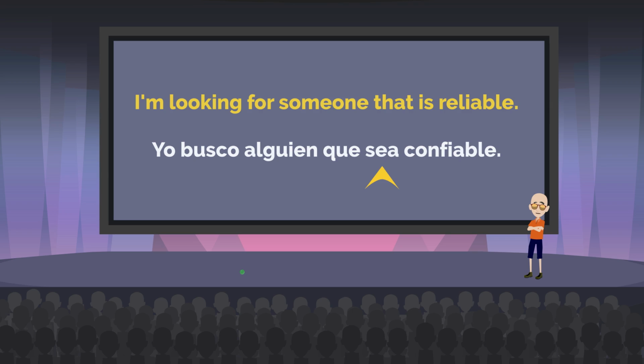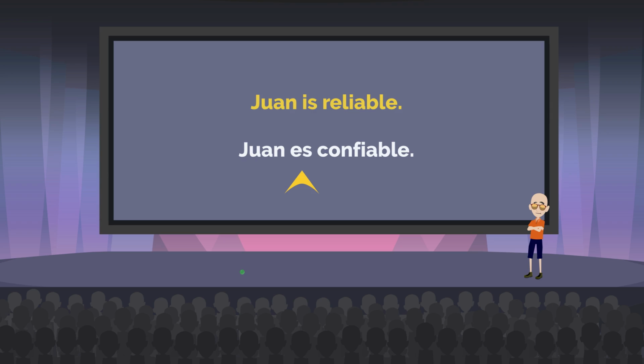Here's a sample sentence. I'm looking for someone that is reliable. Yo busco alguien que sea confiable. Now, sea right here, that's in the present subjunctive mood, and that comes from the verb ser, which means to be. Once we're talking about a specific person, we're going to go right back to the plain old present tense, also called the indicative.